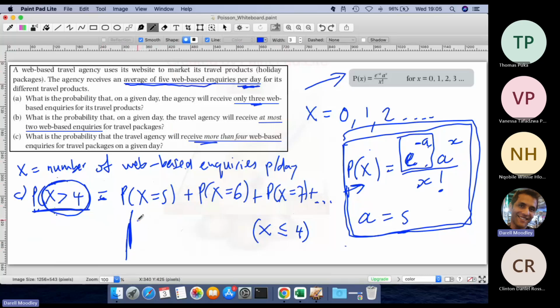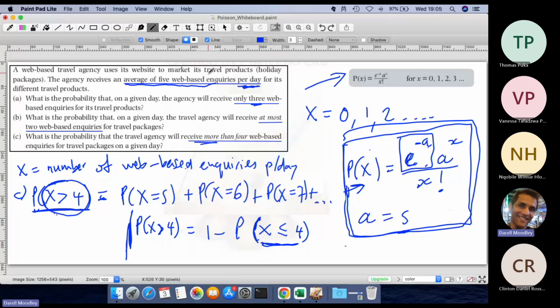I can write the probability of x greater than 4 as 1 minus its opposite. That's it. And you may ask me, why am I doing this? Why am I listing its opposite? The reason is that for the opposite, there is a finite number of occurrences. You don't have to work out an endless amount of probabilities.